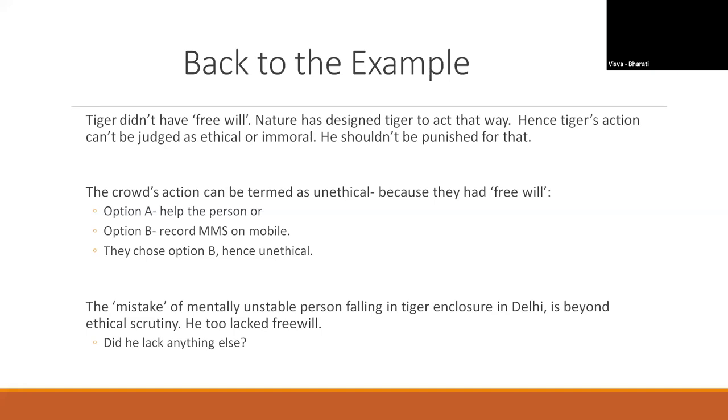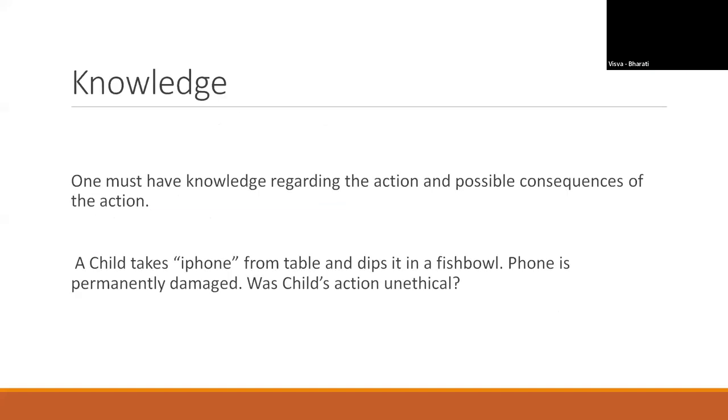Now, there is one more thing that the tiger and this mentally unstable person lacked, other than freedom. What was that? Anyone? The ability of thinking properly, the knowledge. Yeah, the tiger is lacking the thinking power. The knowledge and the thinking power were lacking in the mentally unstable person and the tiger. They did not have the knowledge of what can happen if they do it. So another precondition is one of knowledge.